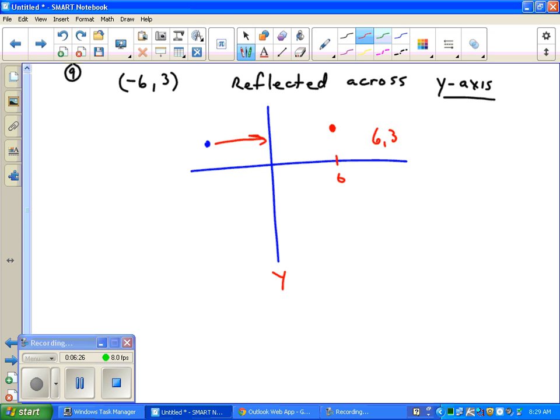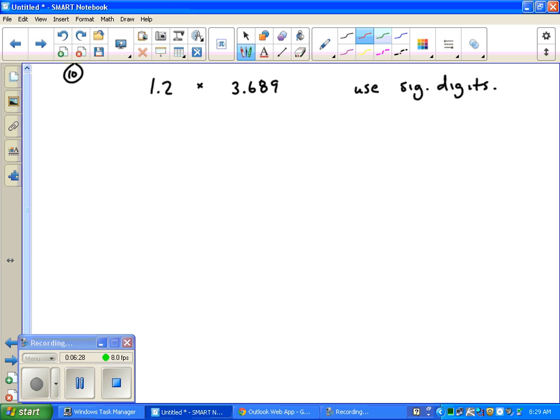Remember which one's which. Number 10 says use 1.2 times 3.689. So 1.2 times 3.689 gives you the number 4.4268. Use the proper amount of significant digits. This one only has 2, so you're only going to show 2 digits. Your answer should be 4.4.